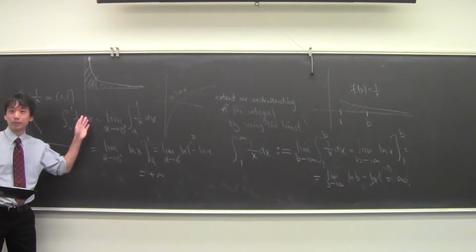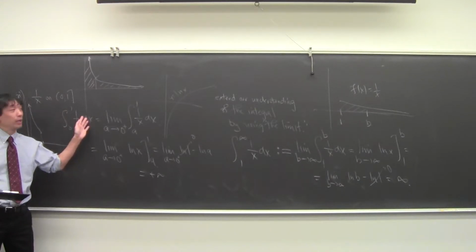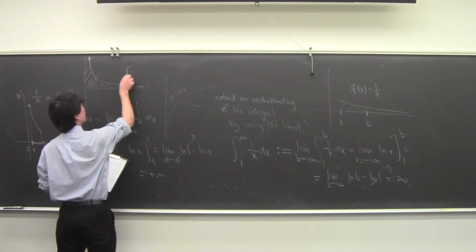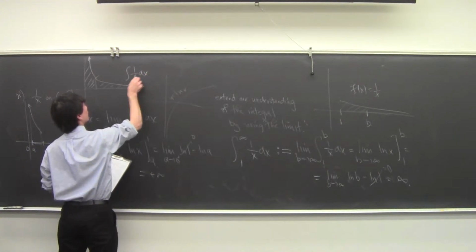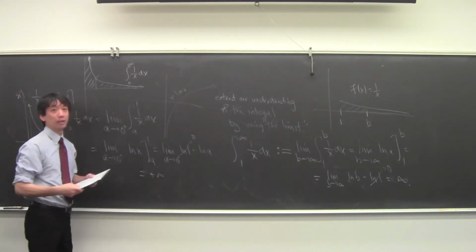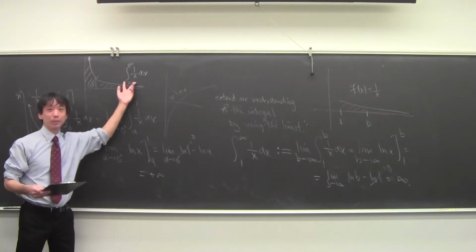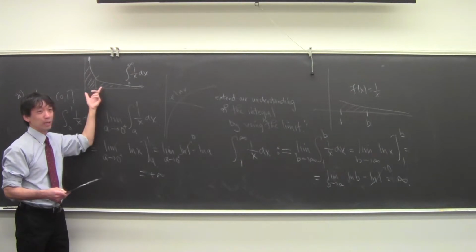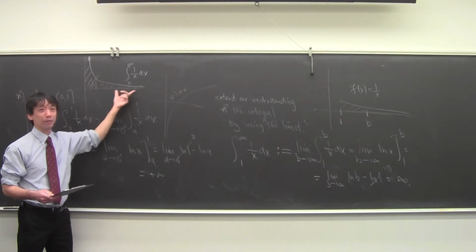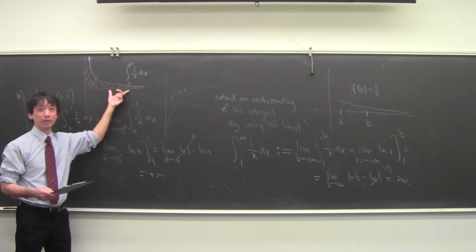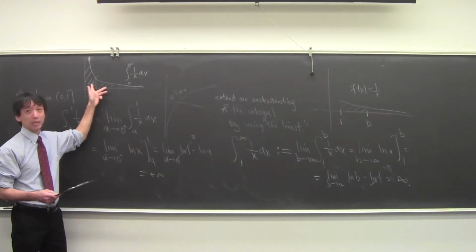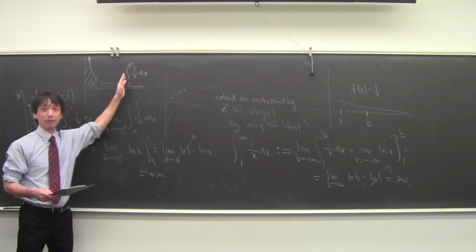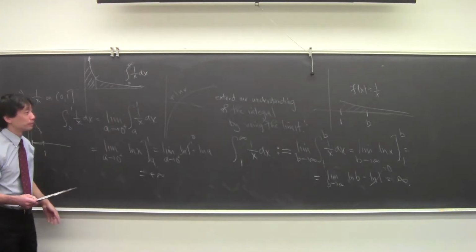If somebody asks you to integrate this thing from 0 to infinity, the way you usually do it is you break it up into two parts. You break it up into 0 to 1, and do that guy, and then from 1 to infinity, and do that guy separately. In this case, both of them turn out to be infinite, and so we get infinity.